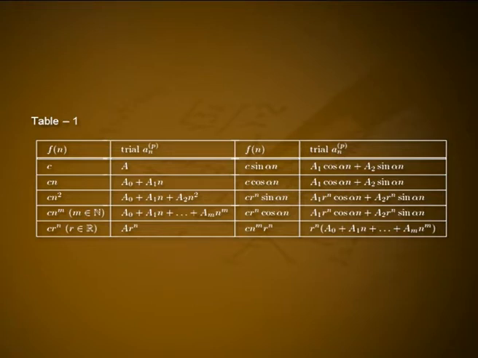C denotes a constant in the expression of f(n), and A with or without subscripts denotes a constant to be determined. So, here we have Fn = C and the respective trial a_n^p is A. Similarly, Fn = C sin(alpha n), where the trial a_n^p is A1 cos(alpha n) + A2 sin(alpha n).